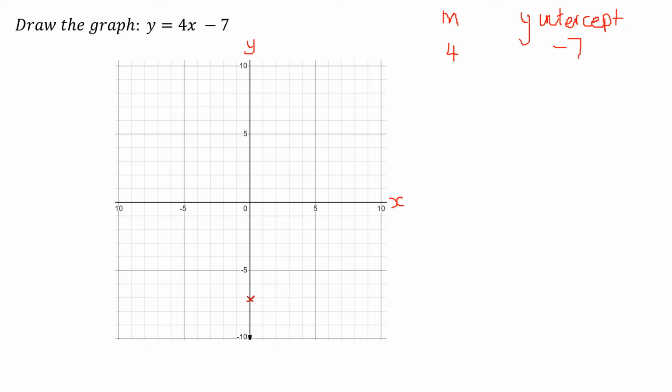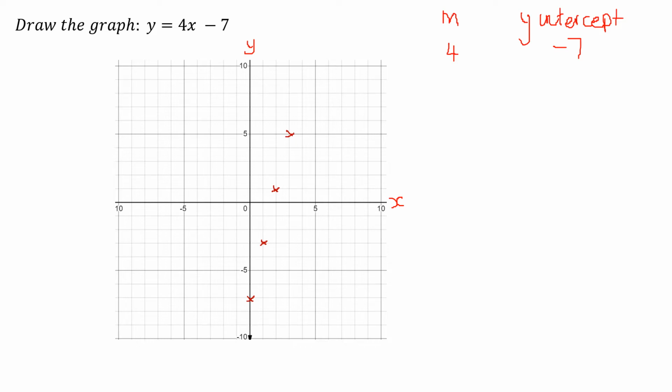Next thing that we need to do, so our gradient, where it's 4, all this means is every time we go 1 across, we go up 4. So at that point, I would make a point there, and then the same again, it goes across 1, up 4. And then you keep doing this until you've got some sort of a line, and then you would draw in your line. So we go across 1, up 4, mark there, across 1, up 4, mark there, across 1, and up 4. So don't need to do too many because we can see this straight line forming.